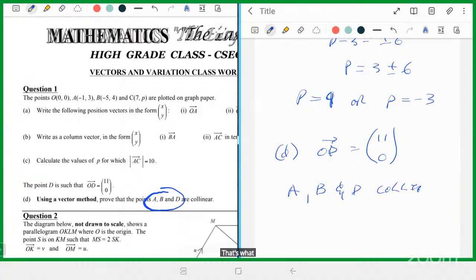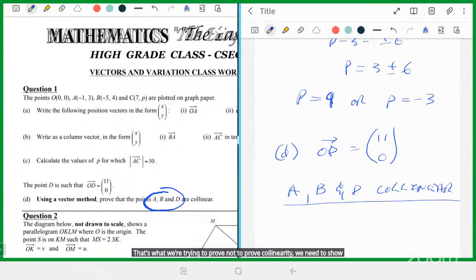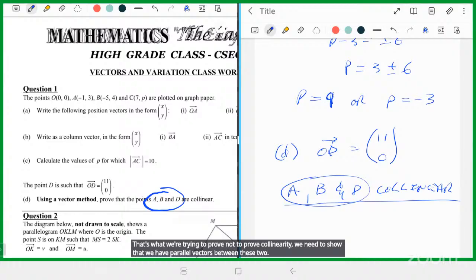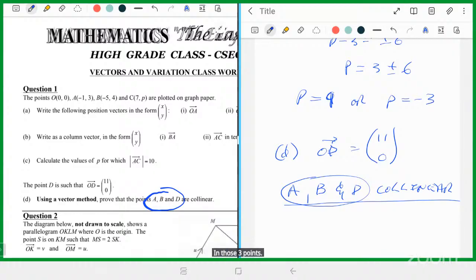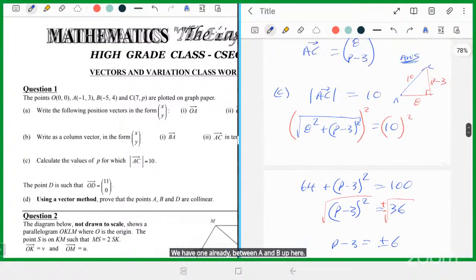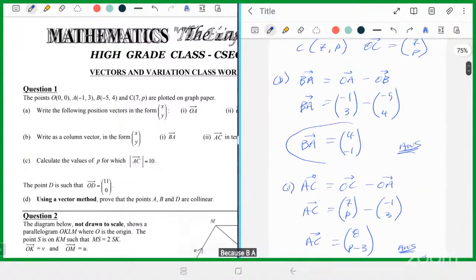So for part D, we're trying to prove A, B, and D collinear. Now to prove collinearity, we need to show that we have two parallel vectors between those 3 points. And there will also be a common point. So parallel vectors with a common point is what we need for collinearity. We have one already. We have a vector between A and B up here. So it's BA, this one. 4, negative 1.